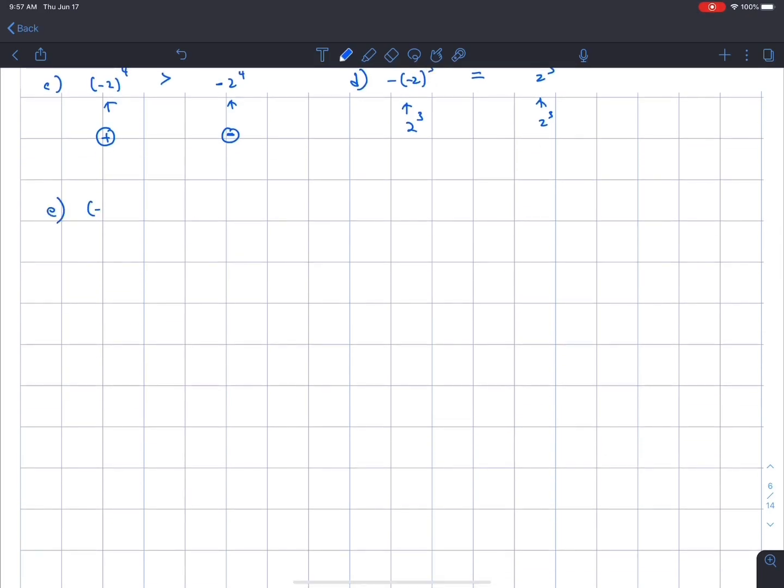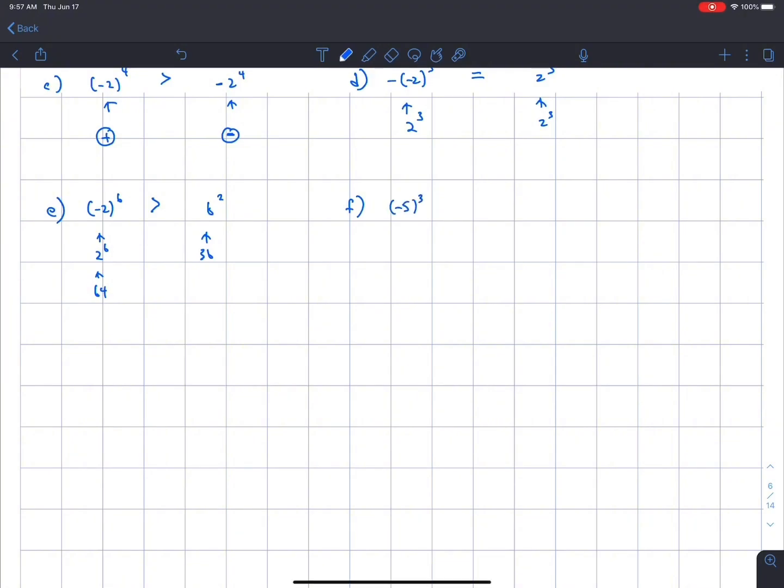E, negative 2 to the power 6 and 6 squared. So negative 2 to the power 6, negative base, even power will be positive. And 2 to the power 6 is 64. You just multiply the base 2 by itself 6 times. And 6 squared is 36, so I can say 64 is bigger than 36.